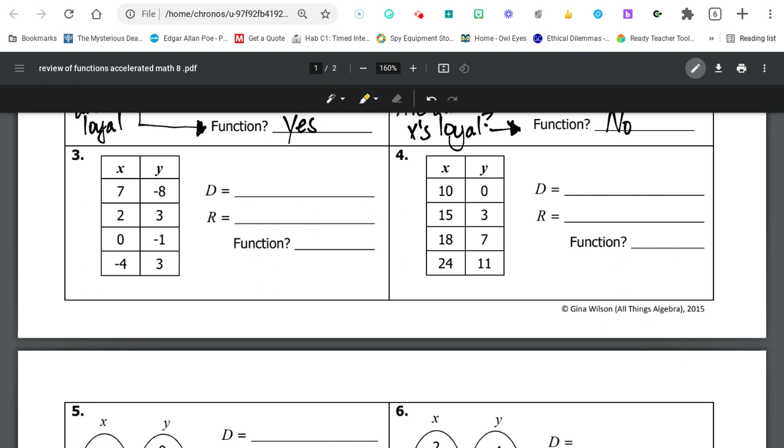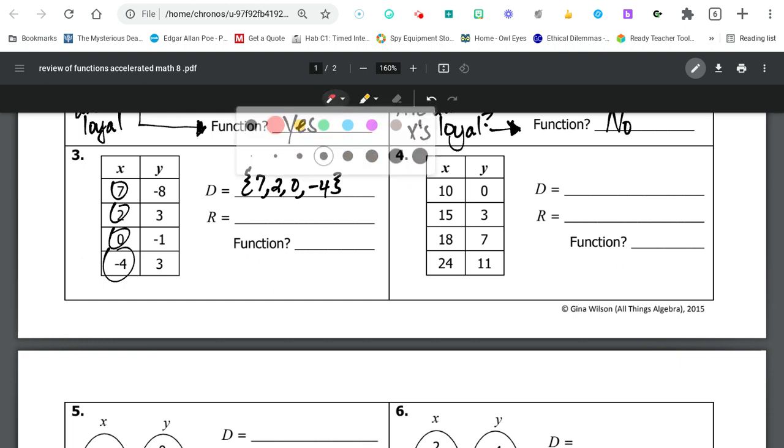All right, on 3, your domain is just whatever's in the x column. So in the x column, we have these. So you're going to list 7, 2, 0, and -4. And your range is just whatever's in the y column. -8, 3, -1, and I don't need to know that 3 is in there twice. I know that 3 is a y, so don't tell me 3 is a y twice.